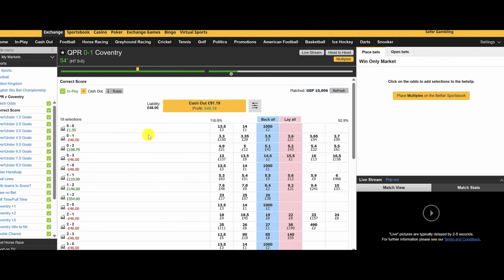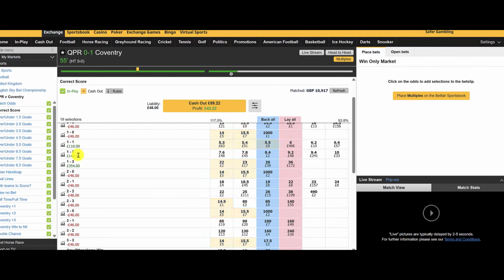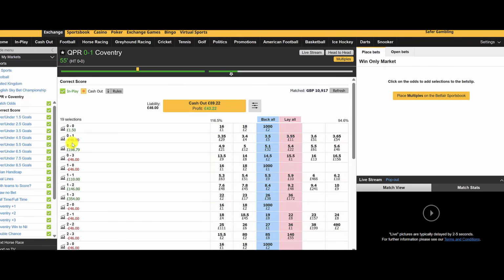54 minutes, and we finally got the breakthrough in this one. QPR 0, Coventry 1. That's very good news for us. Keeps all of our green scores alive. We've also lowered that risk down to £46. There's also a profit available to take if we did want it.